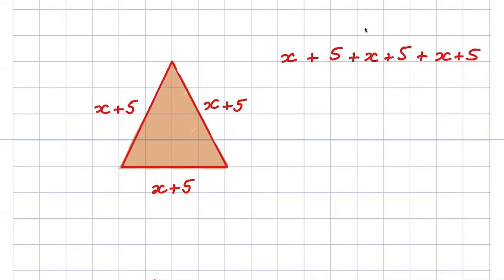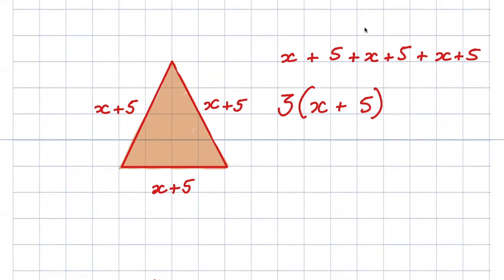Far more efficient to say, well, all of the sides are the same. And how many are there of them? There are 3 sides, and each of them is x plus 5 long. We don't know what x is. We can't solve for x at the moment. So we just carry on with what we've got. We've got 3 times x plus 5 here.